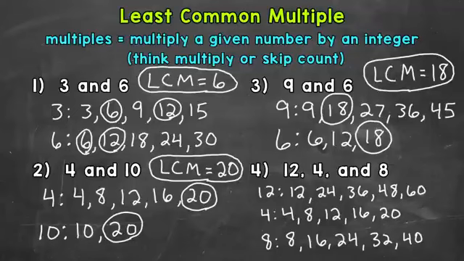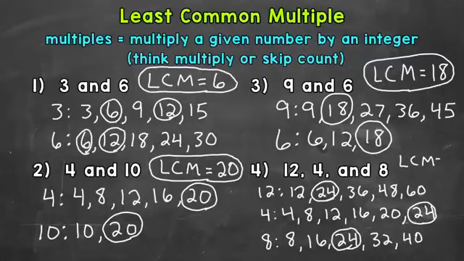Let's look at the 4. We're only at 20 there. So let's extend the lists of multiples for 4. So our next multiple is going to be 24. And that's going to be our least common multiple. 24, 24, and 24. So if you don't see a least common multiple, you can always extend your lists until you find it. So for number 4, our LCM equals 24.